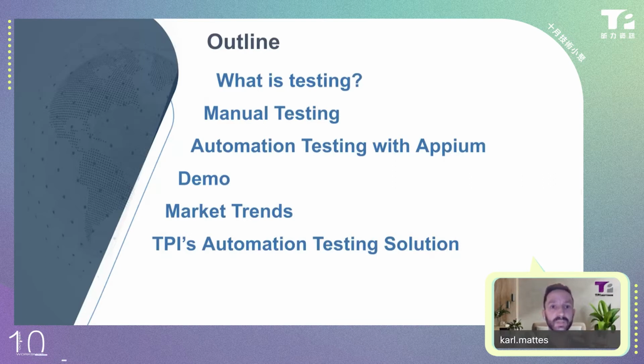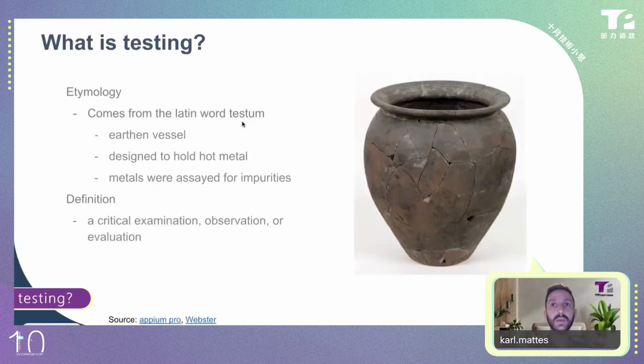We will then summarize benefits and limitations of Appium. After that, we will have a demo looking at a few scenarios of what we can automate with Appium before looking at market trends, and last but not least, our own TPI's automation testing solution. So let's get started. So first of all, what is testing?